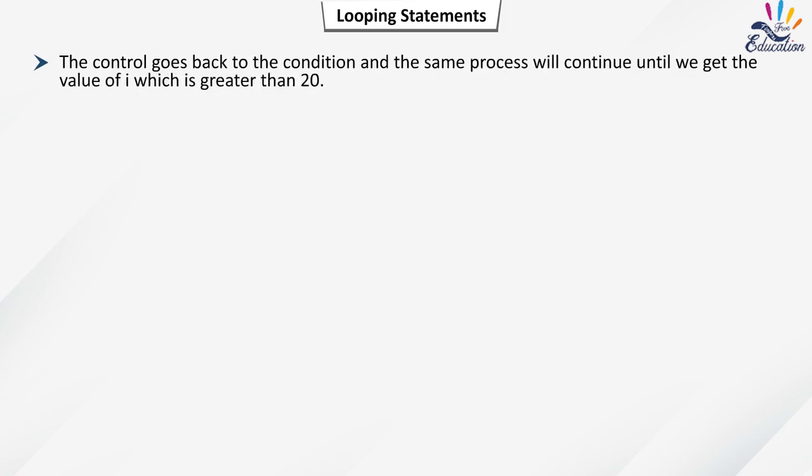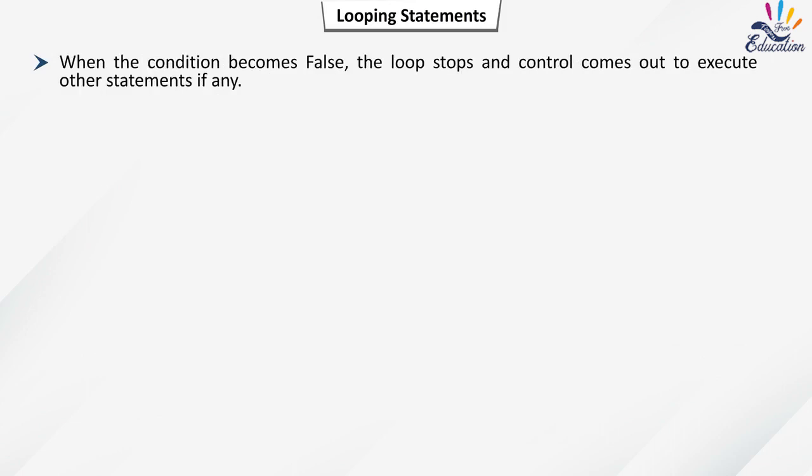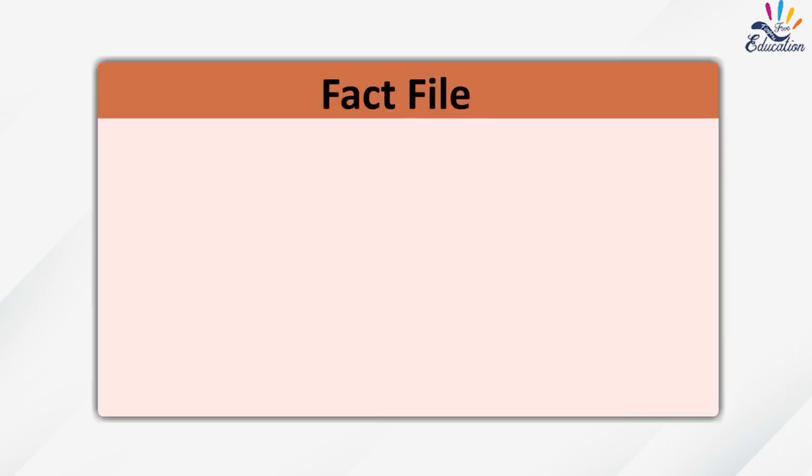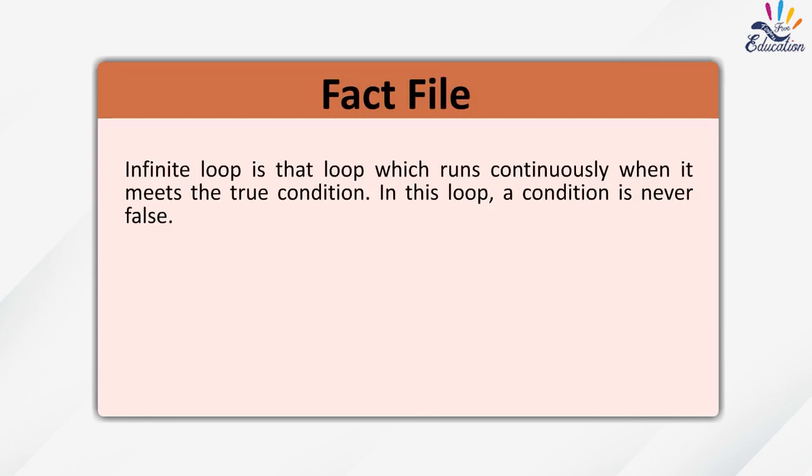The control goes back to the condition and the same process will continue until we get the value of i, which is greater than 20. When the condition becomes false, the loop stops and control comes out to execute other statements, if any. Fact file. Infinite loop is that loop which runs continuously when it meets the true condition. In this loop, a condition is never false.